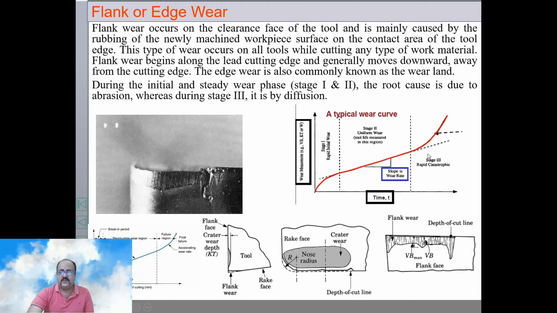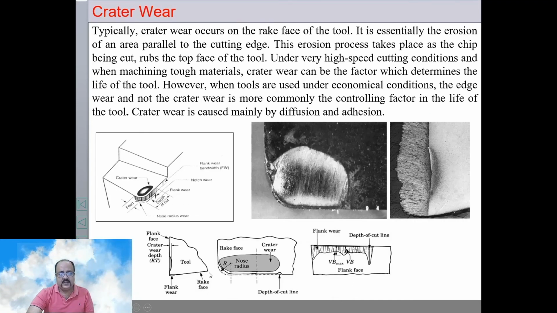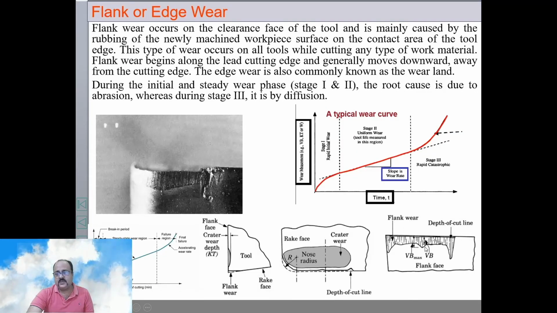So this curve is very important, representing the flank wear in three zones: initial rapid wear, uniform wear, and the rapid wear leading to catastrophic failure. Now two terms here. In case of crater wear, the depth of the crater is called KT, and the distance from the tip is called KM. So two terms are important in crater wear, and in flank wear, VB and VB max.